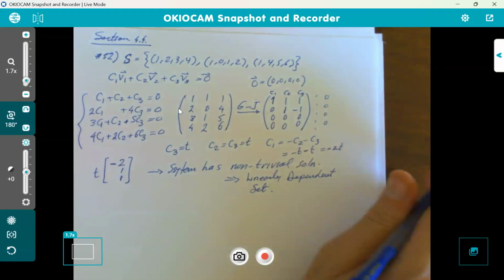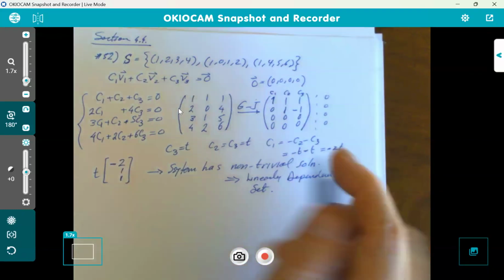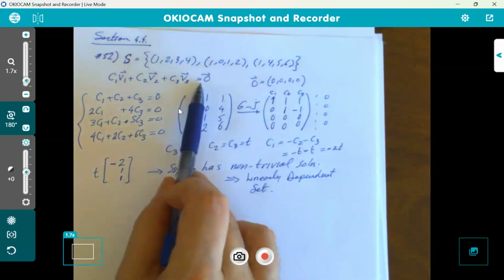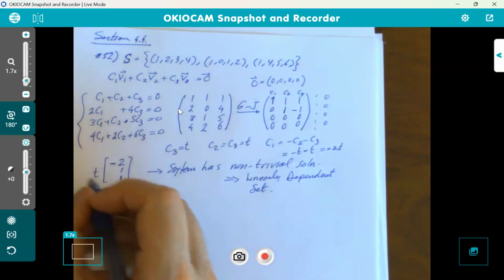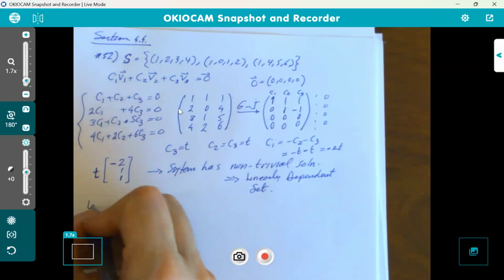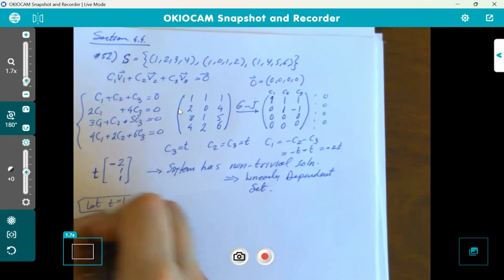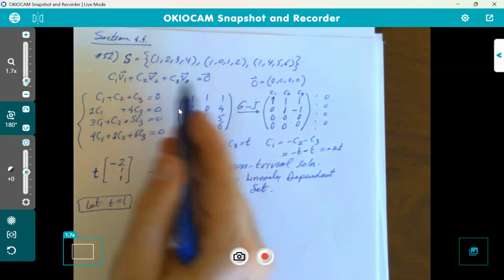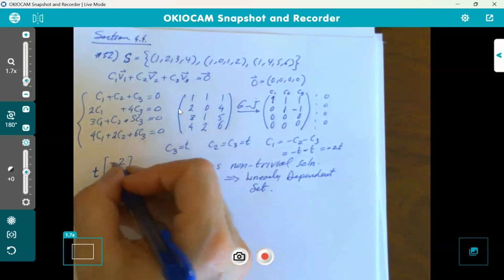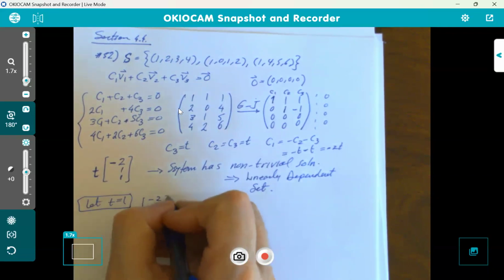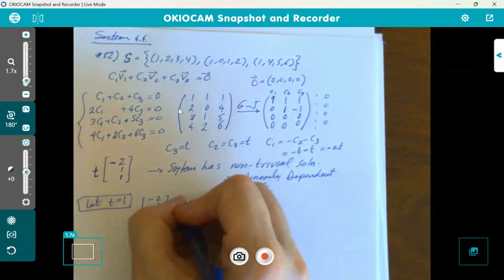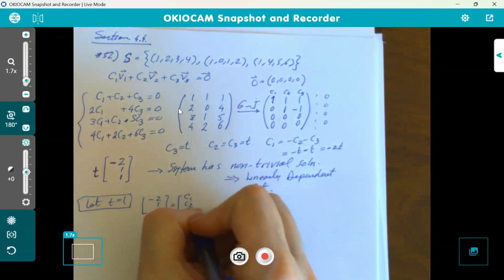Okay. And you can see, for example, how this can be zero. Let's say if I just go with t be 1. I'm just going to illustrate how this works. How can I get 0 here? Let t be 1. So one solution is negative 2, 1, 1, right? And again, this is C1, C2, C3.